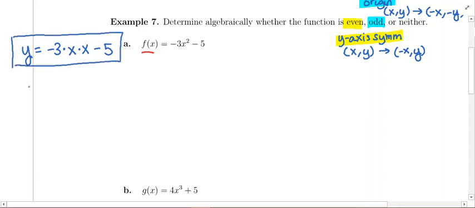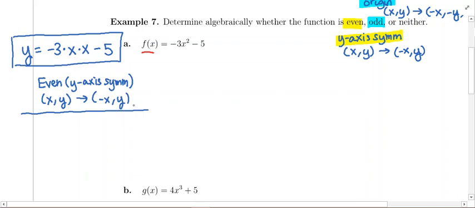All right, let's first check to see if this function is even, meaning, does it have y-axis symmetry? So the test here is, if we start with any point (x, y), since we're testing for y-axis symmetry, we're going to leave y alone and change every instance of x to negative x. So let's give it a shot here. Go to the boxed function here.